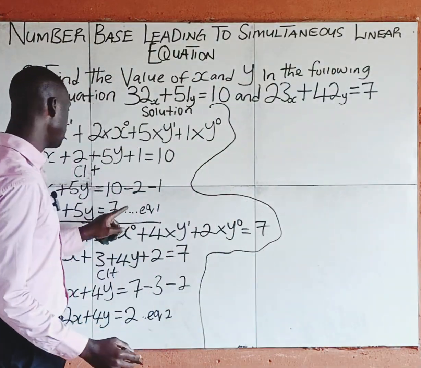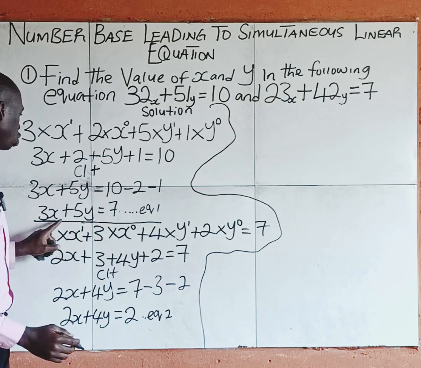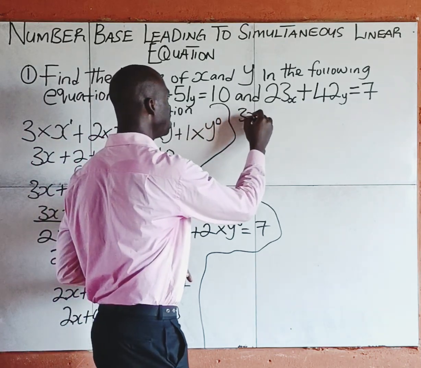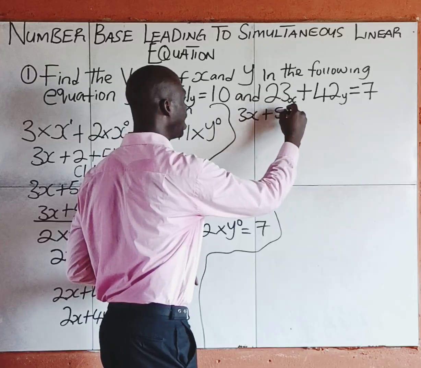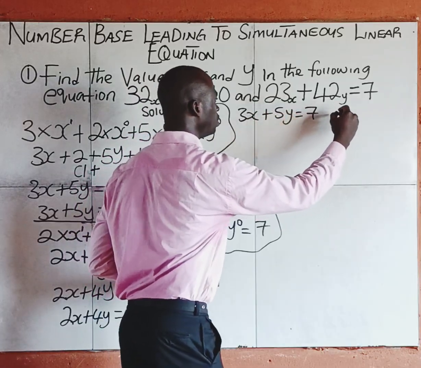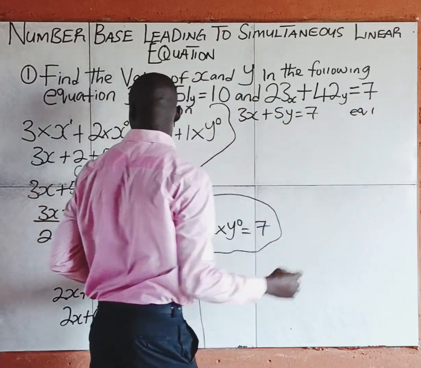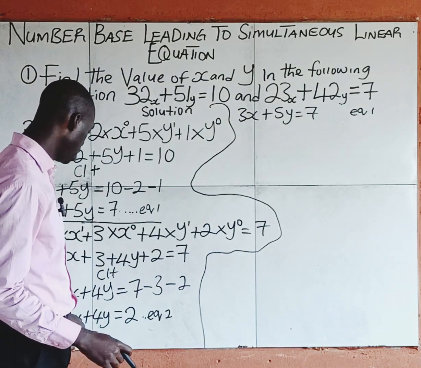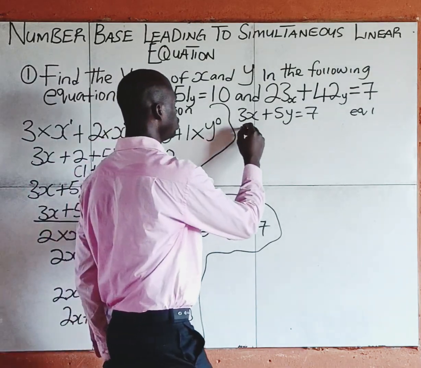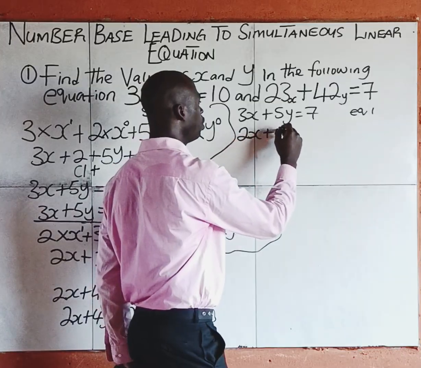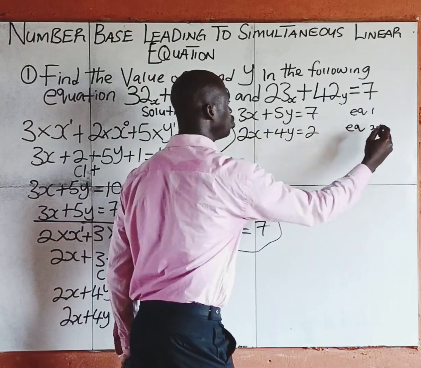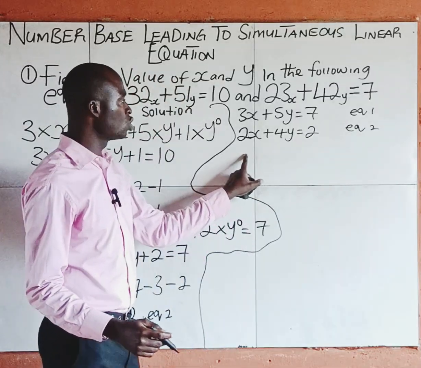Linear equation. So I'm going to take my equation 1. What is equation 1? Equation 1 is 3x plus 5y equal to 7. I'll come here and write it: 3x plus 5y equal to 7. This is my equation 1. What is your equation 2? Your equation 2 is 2x plus 4y equal to 2. 2x plus 4y equal to what? 2. This is your equation 2. So at the end of the day, we're going to solve for that.